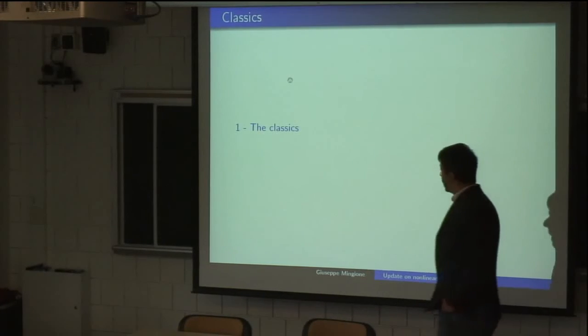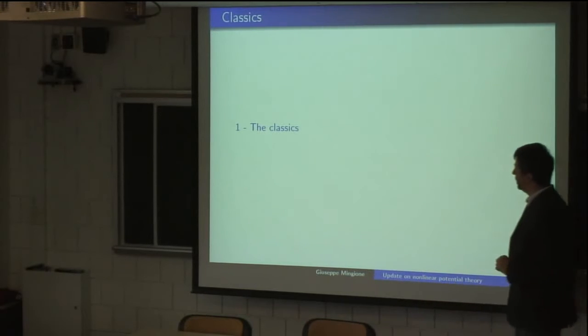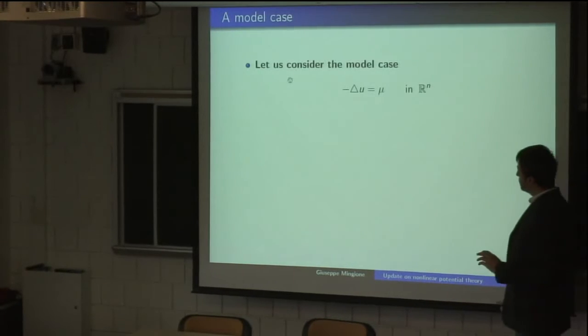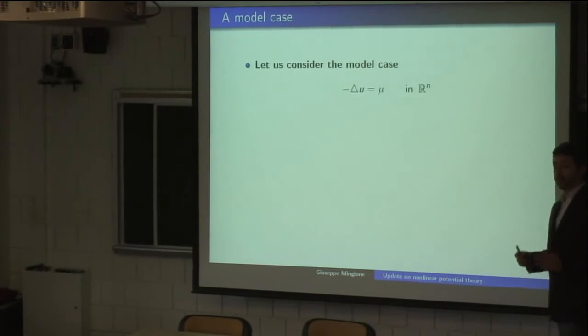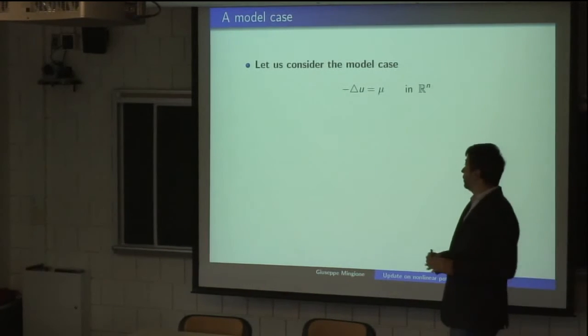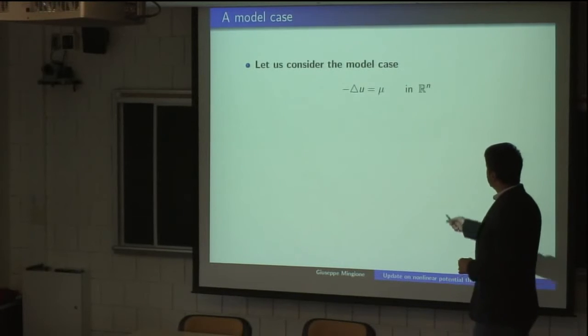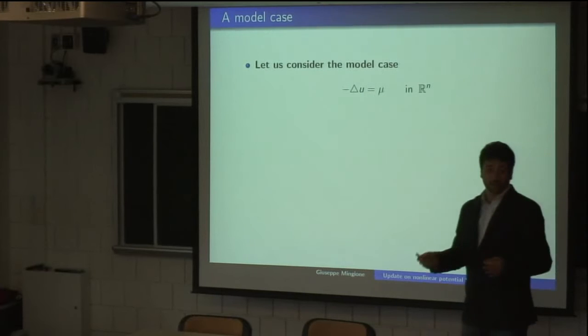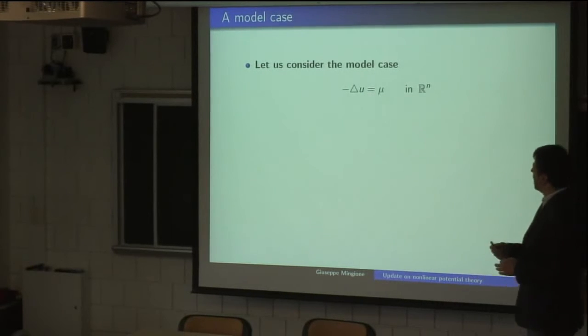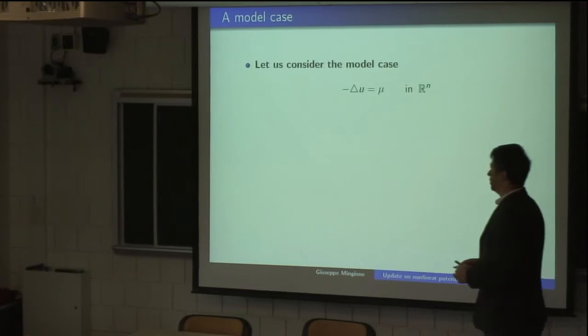and let me start by the classics, because it's always nice to start by the classics. So Calderon-Zygmund theory actually means the following. You assign a linear elliptic or parabolic equation. You assign a datum, in this case we call it mu, and this is the most simple example, a paradigm that yet contains many of the features that you can find in the more general setting.